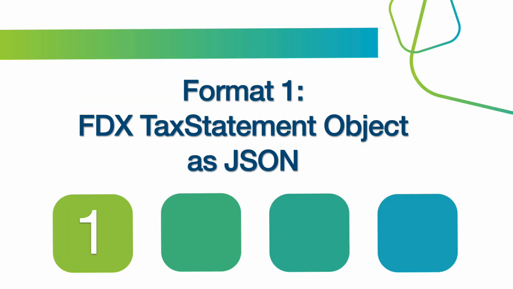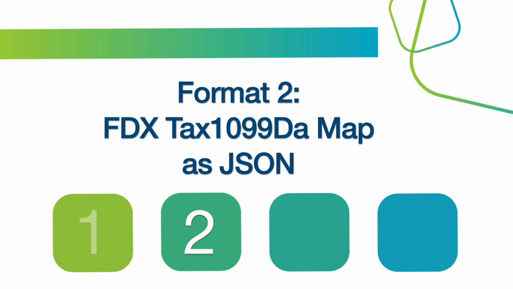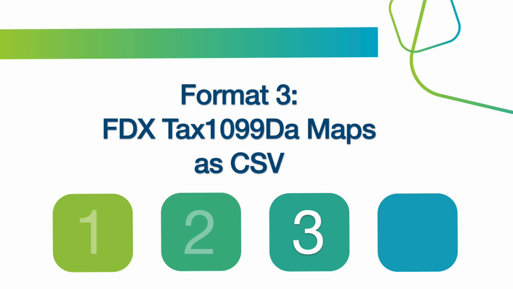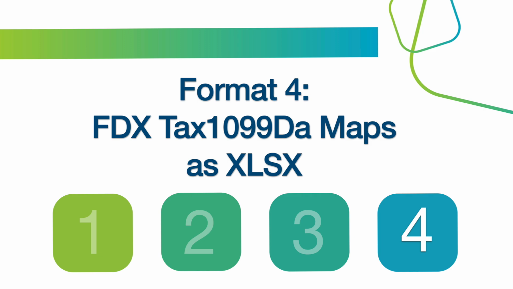Format number 1 is a JSON file of the data in the FDX TaxStatement data structure. Format number 2 is a JSON file of the data in a map data structure. Format number 3 is a comma-separated values file containing the data. Format number 4 is a spreadsheet file containing the data.